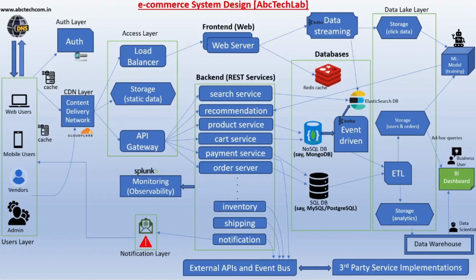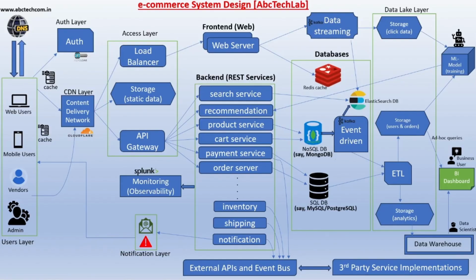When a user first connects, the very first service they encounter is the DNS service. That is domain name service, right? This request for ABCTechCom.in goes to the DNS server, which provides the IP addresses for your load balancer or API gateway. Now the client has the IP. Their web or API request hits the appropriate gateway.